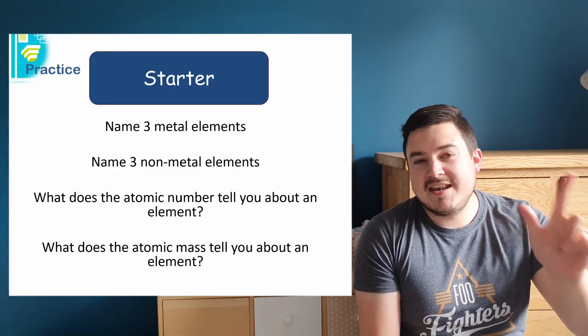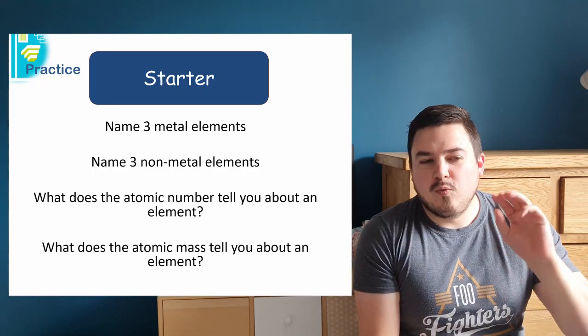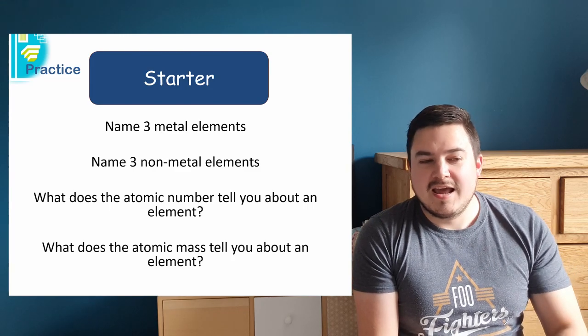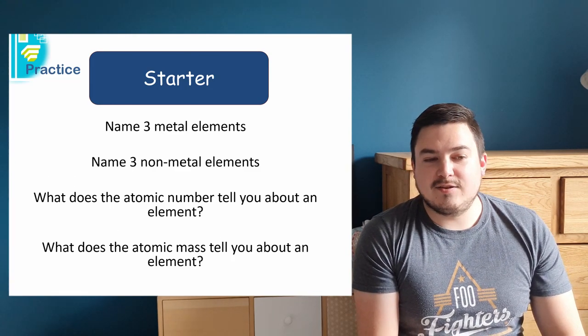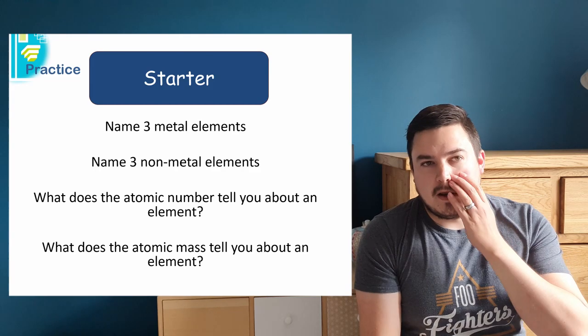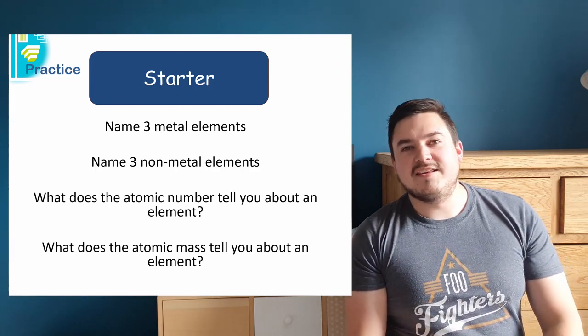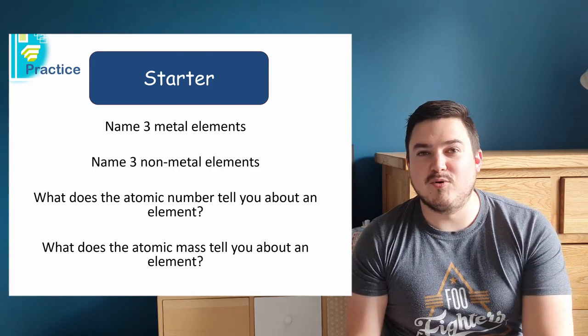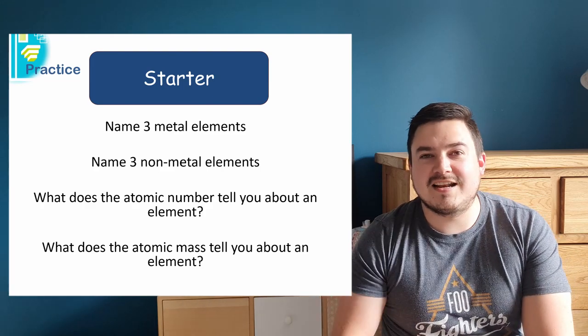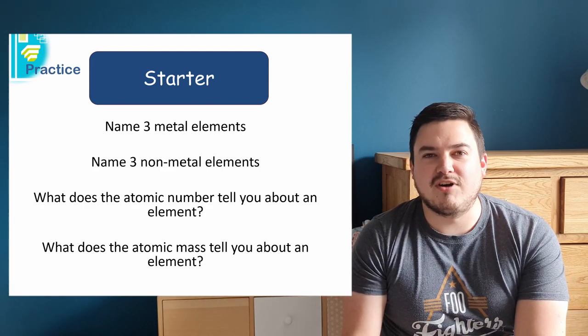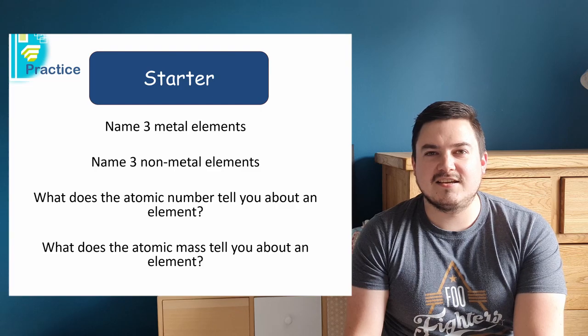For the starter then, I've placed for you 4 questions here that are: name 3 metal elements, name 3 non-metal elements, what does the atomic number tell you about an element, and what does the atomic mass tell you about an element. You should look those up in the periodic table and then define those 2 final ones for me. Can you pause the video here, either throw your answers down the questions, or have a think about and write it down somewhere? I'll give you the answers in a second.